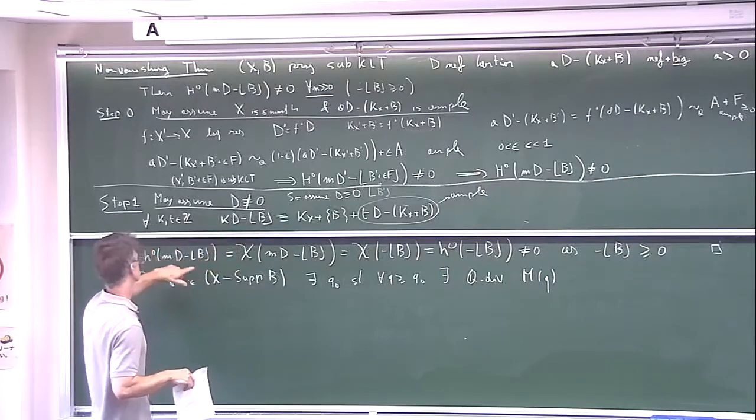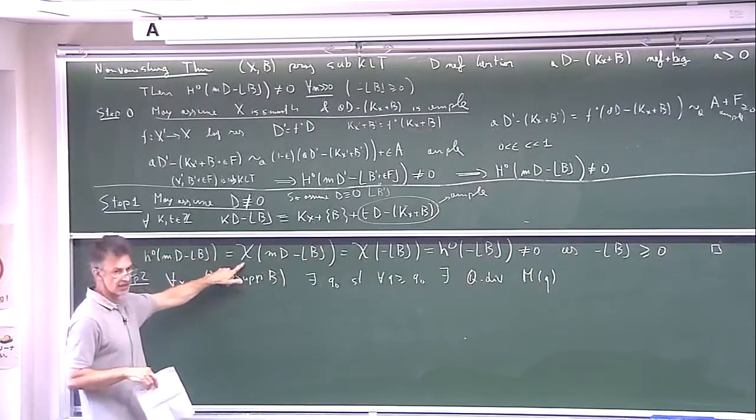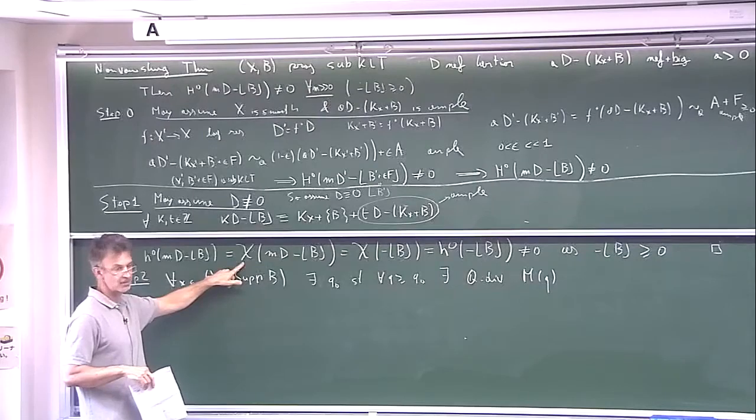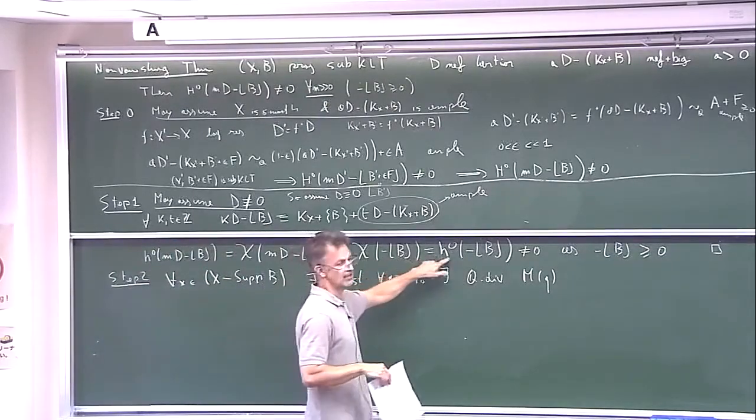By the same reason. So from here to here, Kawamata-Viehweg vanishing. It's the same vanishing from here to here because you see.